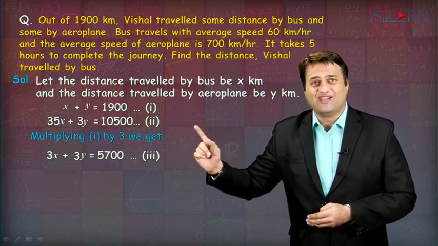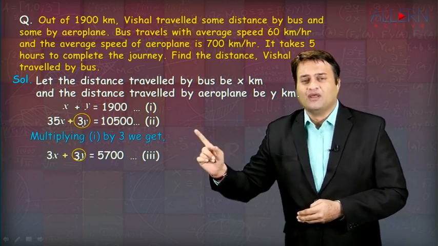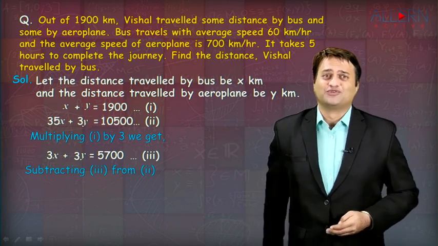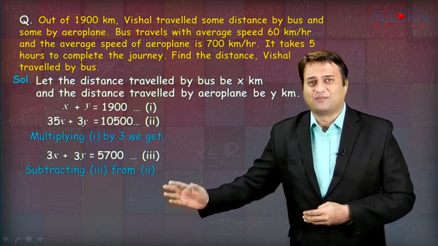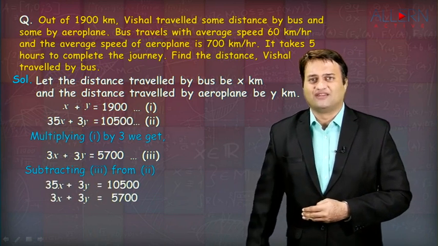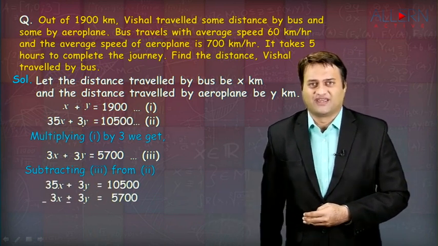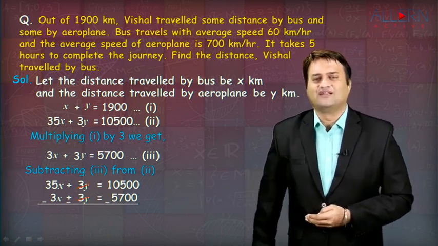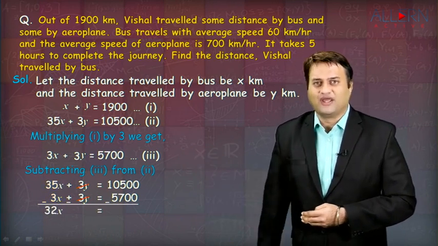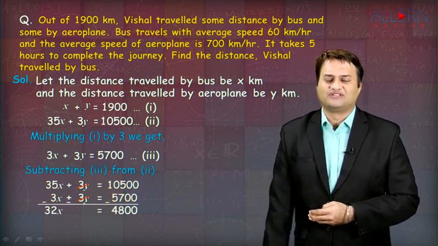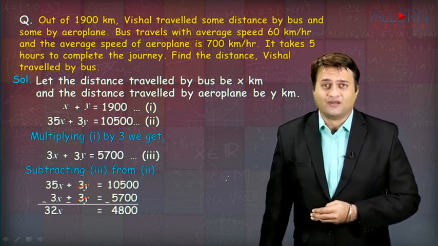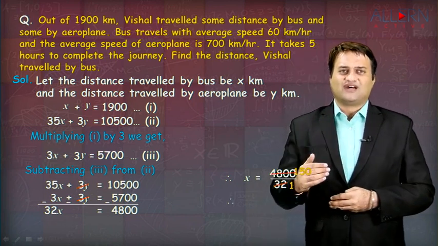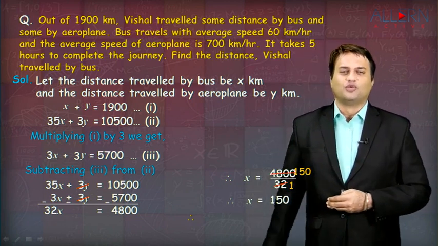Now look at the second equation and the third equation. In the second and the third equation, the coefficient of y is the same and signs are also the same. So we will have to subtract the two equations. Subtracting 3 from 2, write the second equation, write the third equation, subtract by changing the signs, right? We all already know this, so we can quickly go through this. 3y gets cancelled. We get 35 minus 3, that's 32x, and 10,500 minus 5,700, that's 4,800. So you get x is equal to 4,800 upon 32. 32 ones are 32, 32 150s are 4,800. So x is equal to 150.